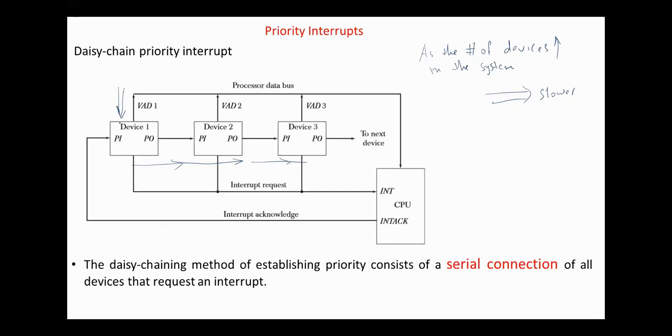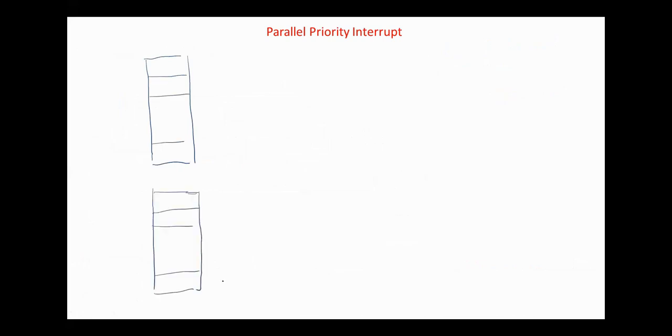Today we are going to discuss the parallel priority interrupt used to service the higher priority device first and to mask lower priority interrupts. Parallel priority interrupt uses two registers of the same size, each of size equal to the number of I/O devices to be controlled. The first register is called the interrupt request register and the second register is called the mask register.